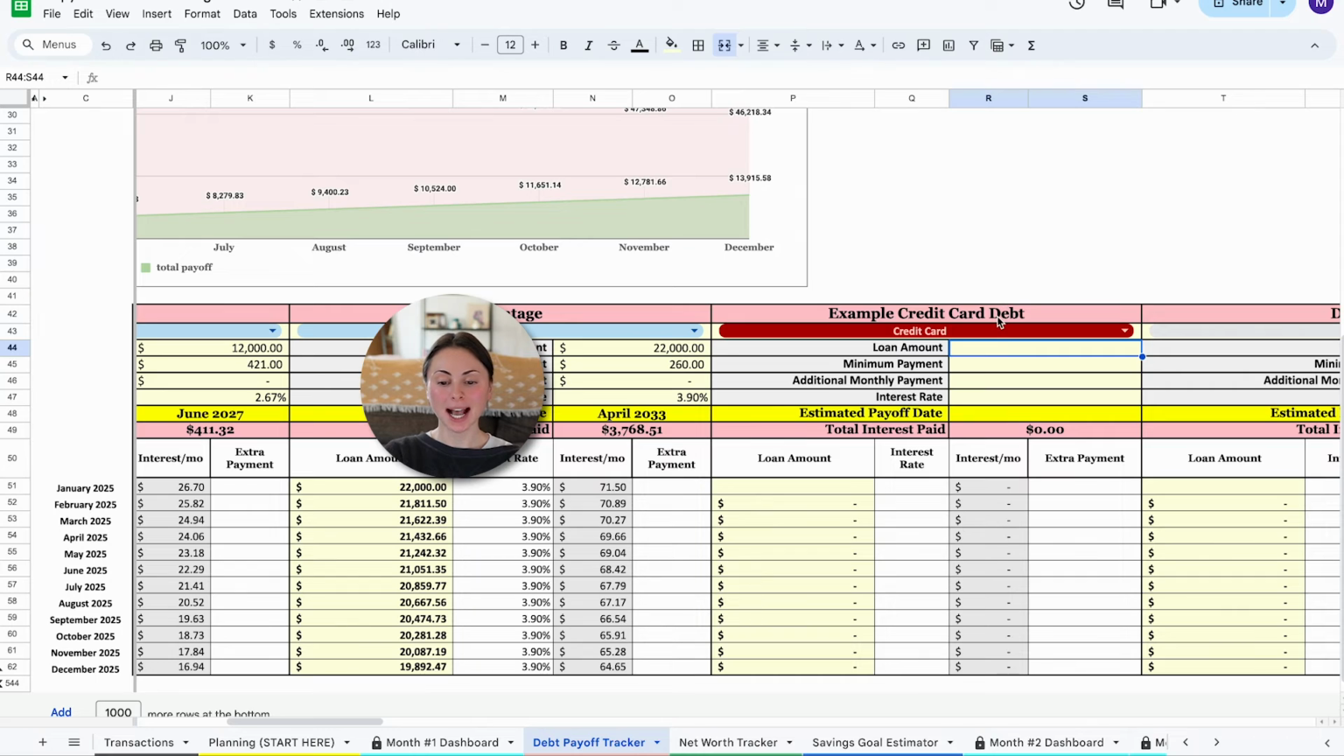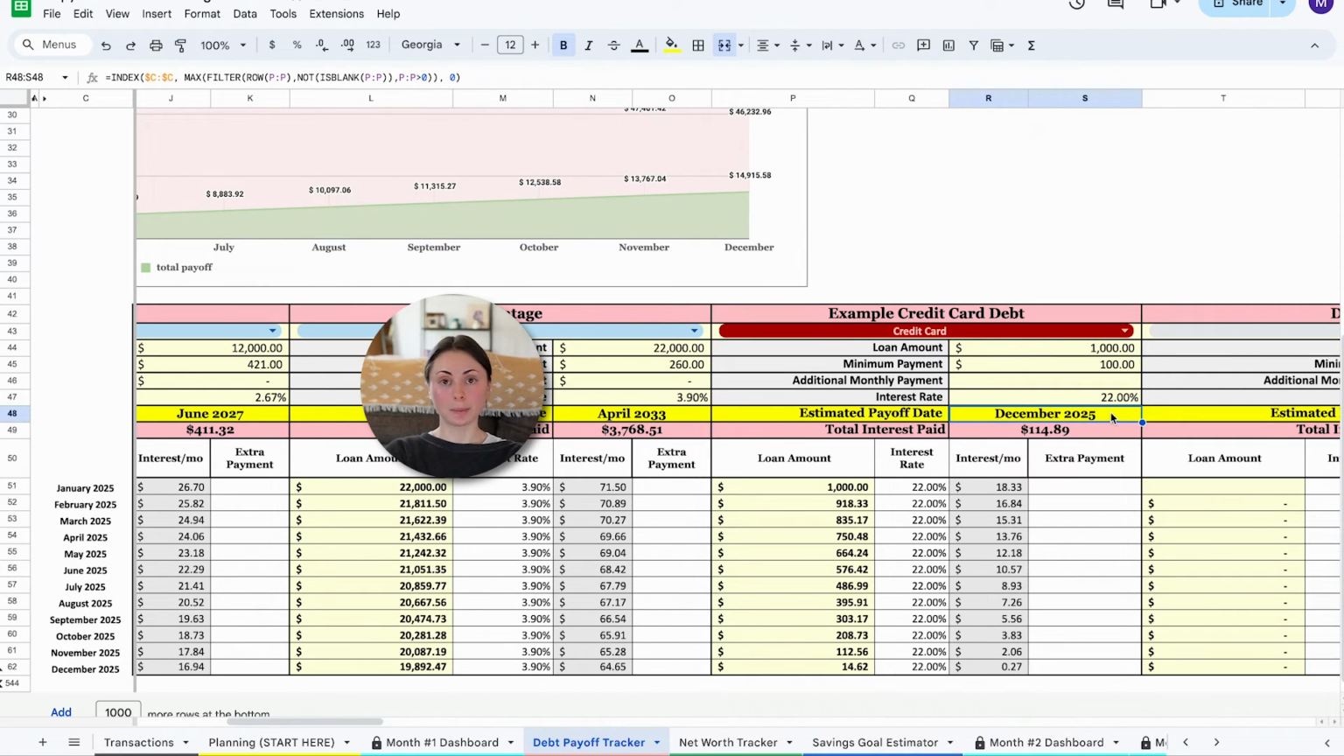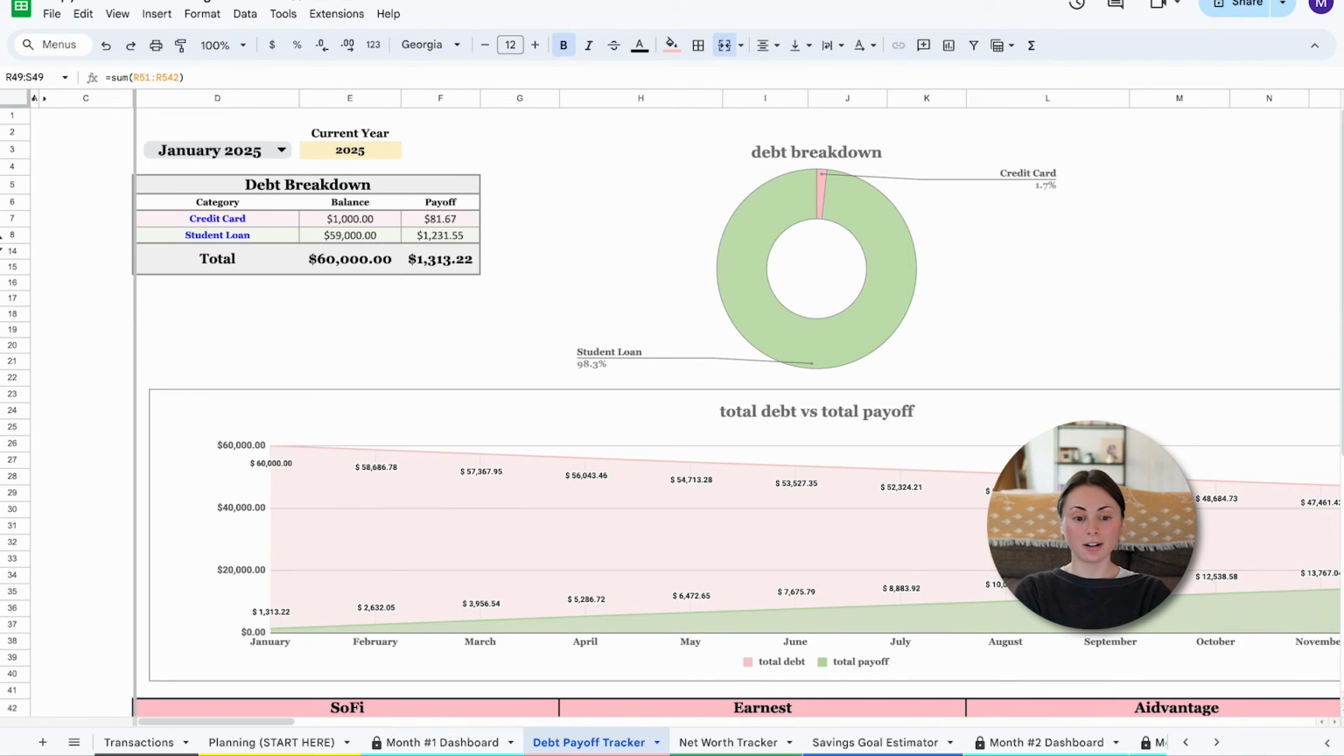Okay, and then I am going to add example credit card debt. We're going to say it's 22% interest. So it looks like it would be paid off by the end of the year, and I would pay $114 in interest. What I can do now is come up to the top and see a breakdown of my debt. Most of it here is in student loans.